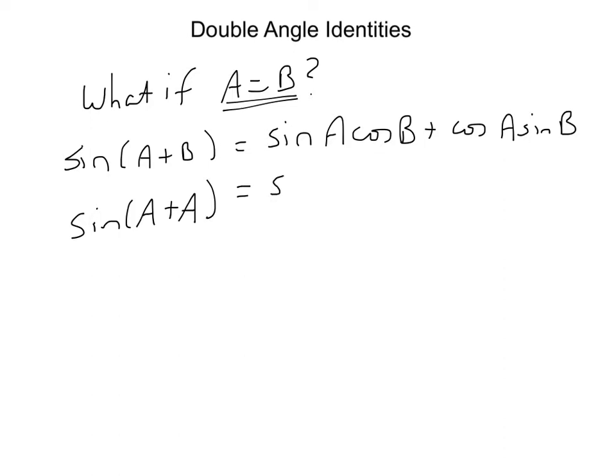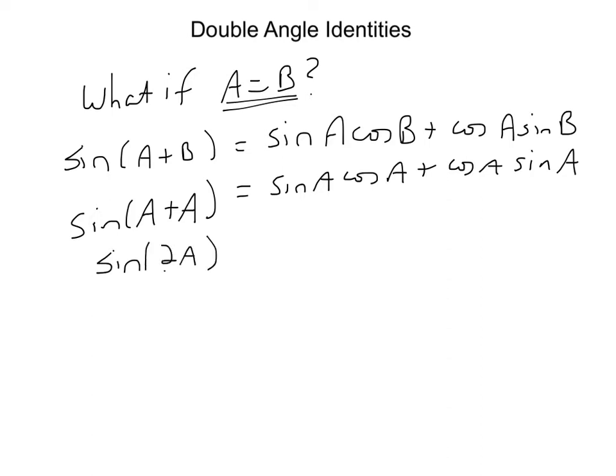So I would put sine of A, cos of A, plus cos of A, sine of A, because it's the same angle. So whether that angle is 30 degrees or 60 degrees or whatever, it's going to be the same angle. That gives me the sine of 2A, twice A. Now in a graph, that's called my frequency.